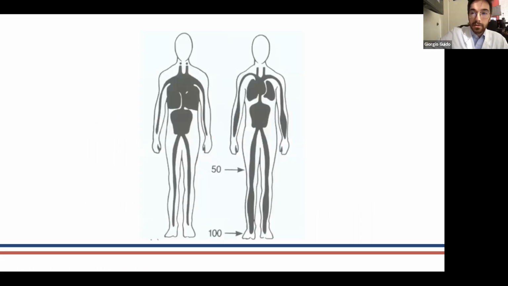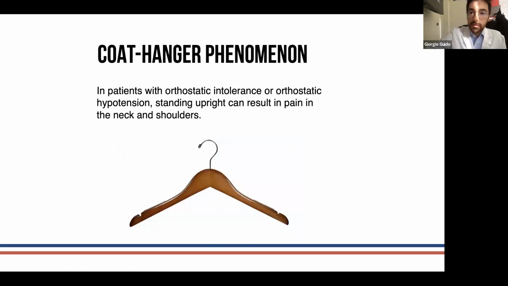Many of the orthostatic intolerance symptoms arise from the fact that basically the blood flow to the brain is reduced. And one strange symptom that can arise as well is the coat hanger phenomenon. In patients with orthostatic intolerance or orthostatic hypotension, standing upright can result in pain in the neck and shoulder. And that's probably due to the fact that the trapezius and the neck muscles that have to sustain the head receive less oxygen, less blood.